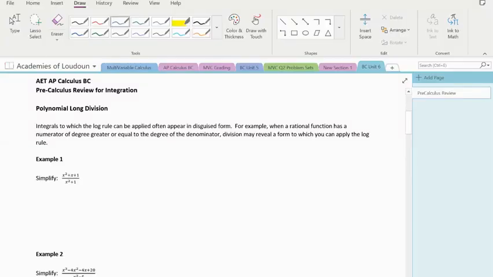Okay, so this is a pre-calculus review in preparation for Unit 6, Techniques of Integration. We're going to begin with polynomial long division. Integrals to which the log rule can be applied often appear in disguised form. For example, when a rational function has a numerator of degree greater than or equal to the degree of the denominator, division may reveal a form to which you can apply the log rule.